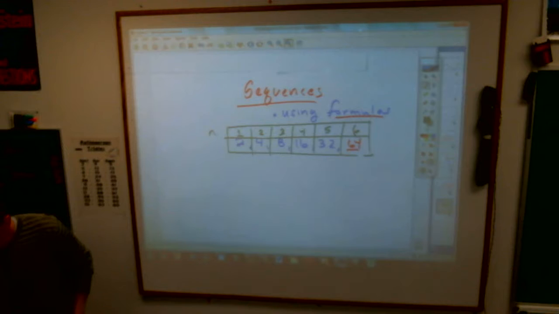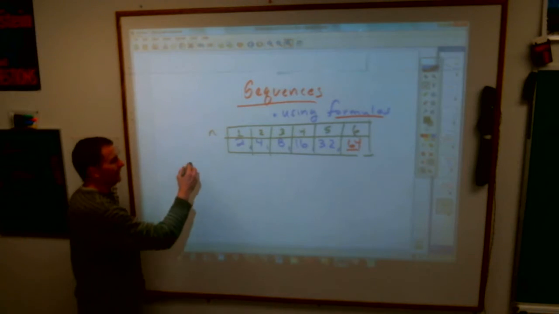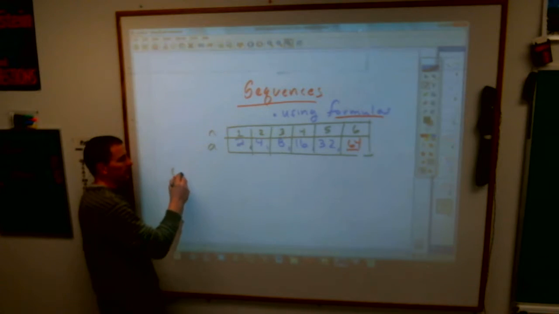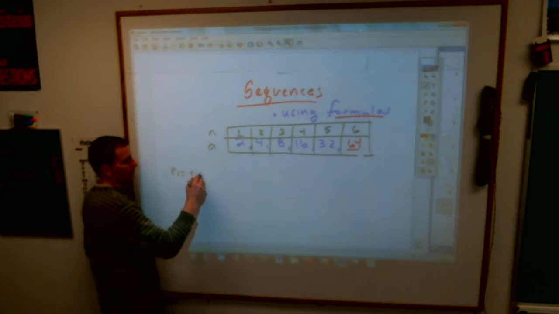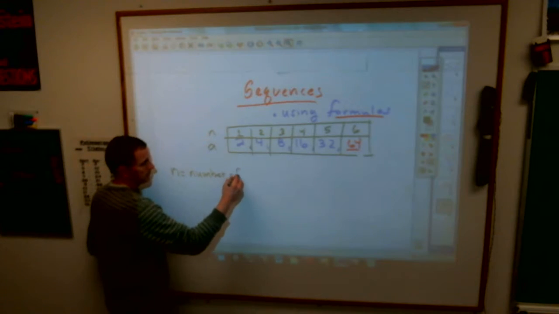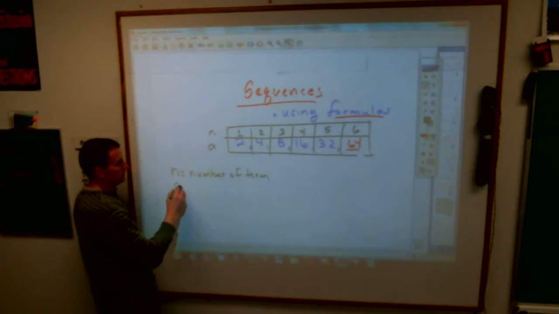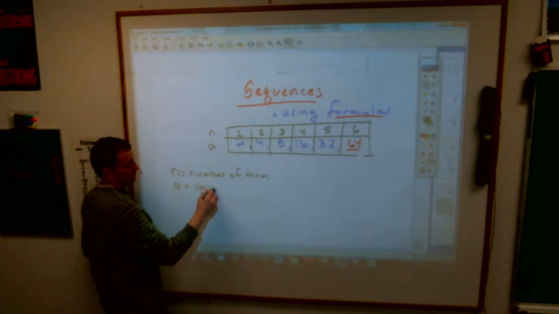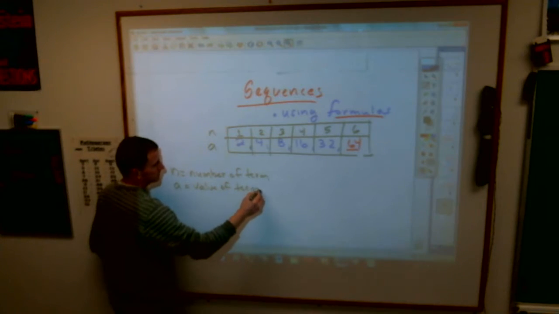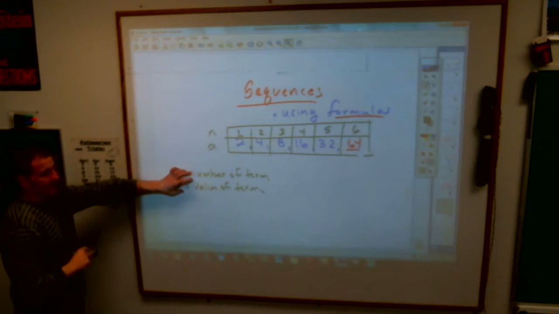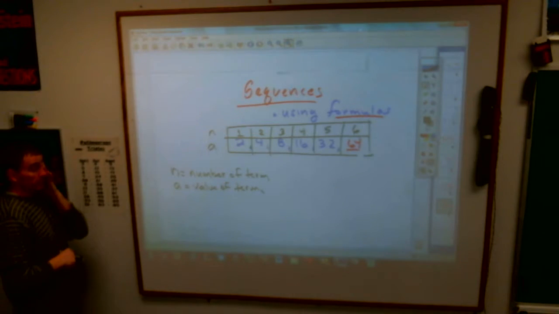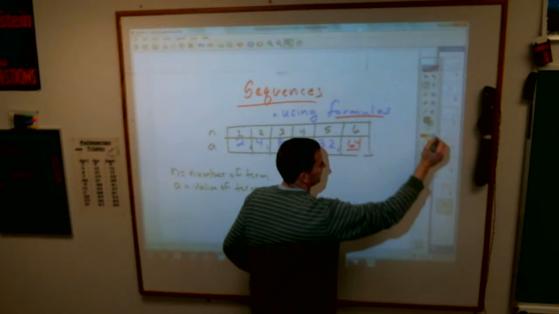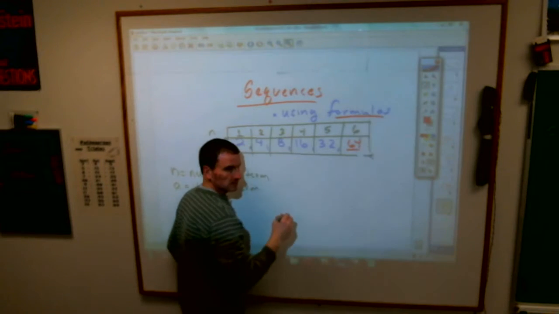The bottom one is the letter A. When they give you a formula, the top, the letter N, stands for the number of the term. N is the number of the term, and the letter A is the value of the term. So when you see the letter N and the letter A, that's in the sequence formula. That's what they're there for.